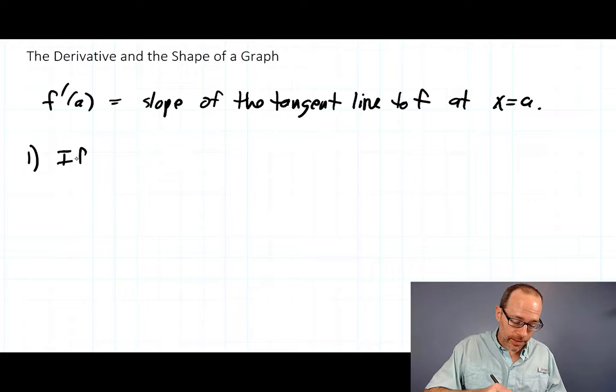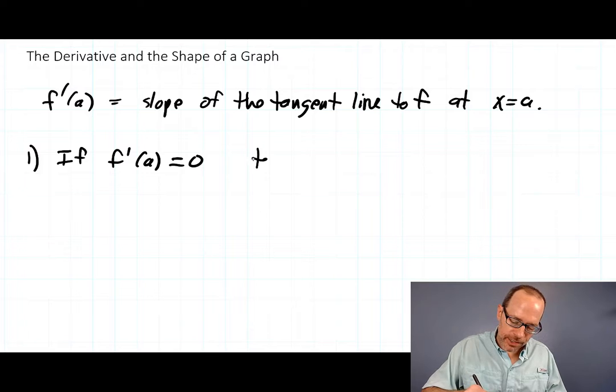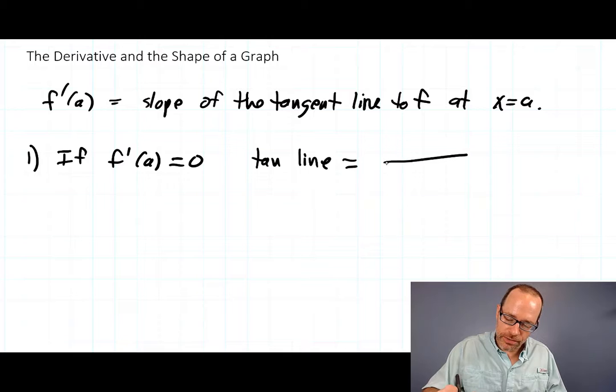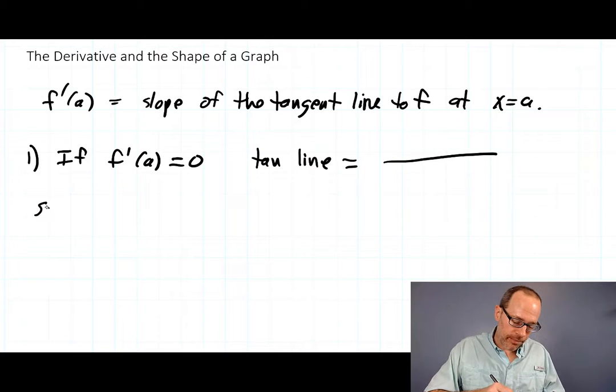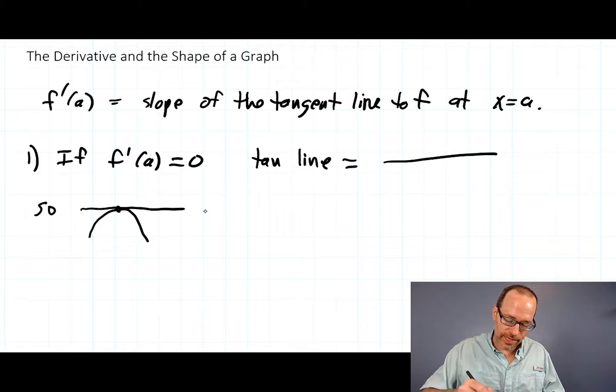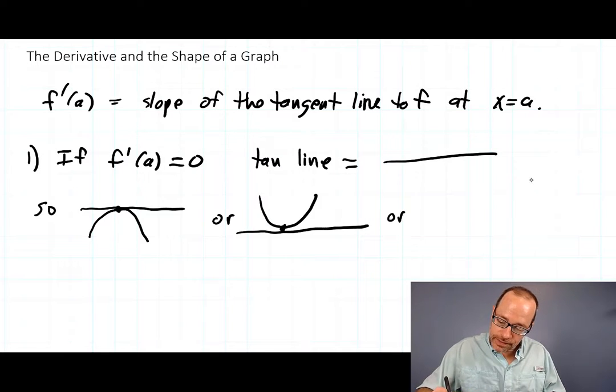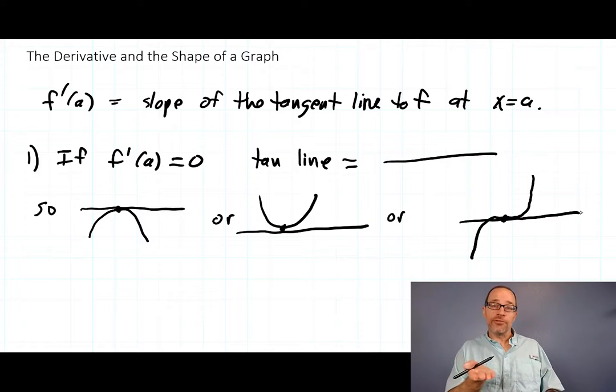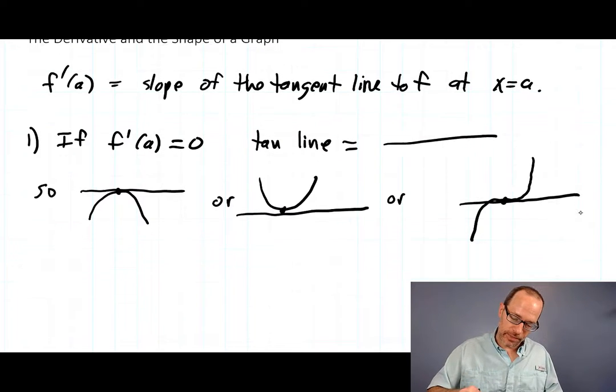One, if f prime at a is 0, well, that means that the tangent line has slope 0, so it's horizontal. It's just flat. And so that means that your function has a shape like this, where it flattens out, or something like this, or it can be something like x cubed, where it's kind of like a saddle-y thing, okay? But either way, it kind of flattens out for a moment.